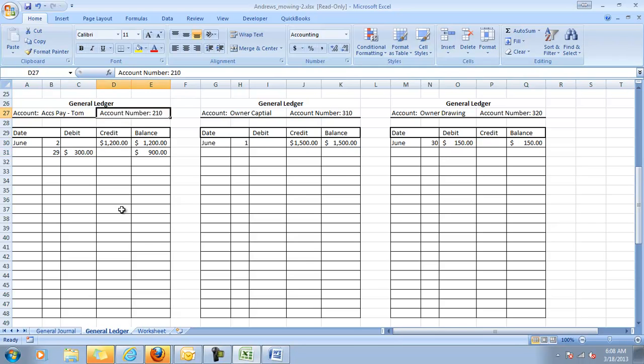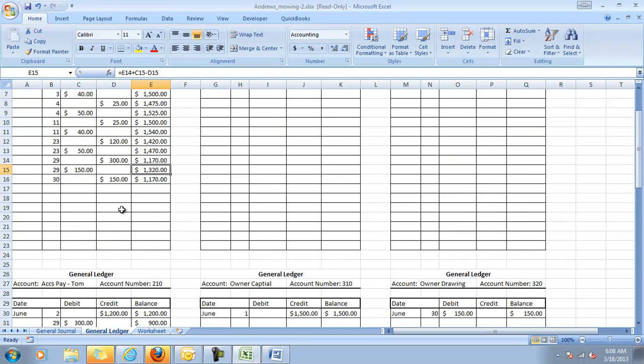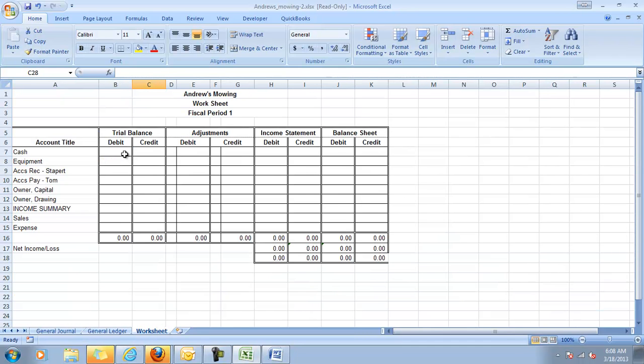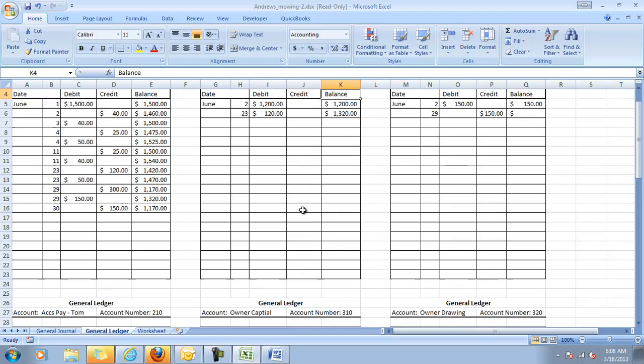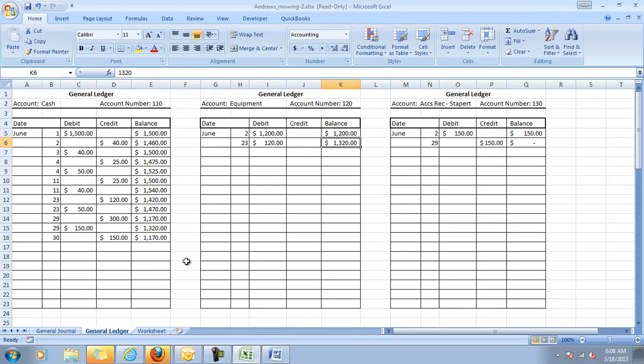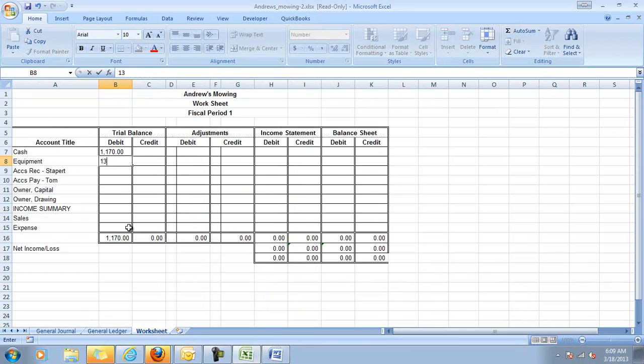So the next step is simply to transfer these balances to the worksheet. For instance, cash has $1,170, so I would bring that over to my trial balance, $1,170. My equipment, let's see, I've got to scroll up a little higher there, balance is $1,320. So take a second, transfer those over, and make sure, of course, you put them in the proper column, whether they are debits or credits.